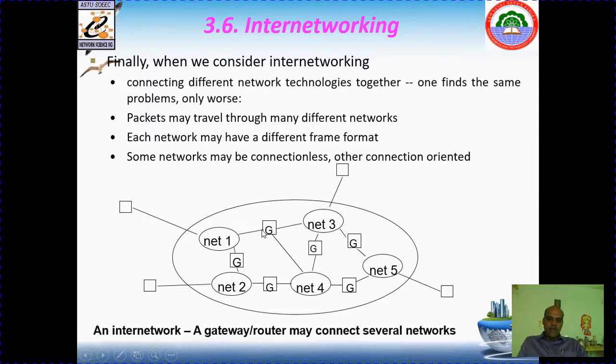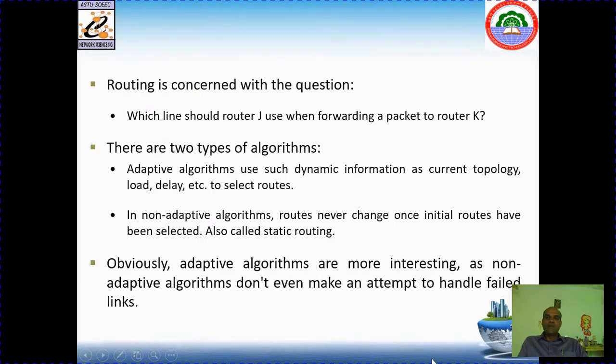When it enters the gateway, again it has to be converted. Exiting from the gateway, it has to be converted. Entering network 3, which may have a different frame format, again it has to be converted. Like that, till it reaches the destination, there are so many encryptions as well as decryptions. Next, another issue called routing.